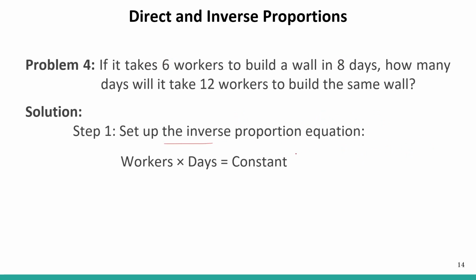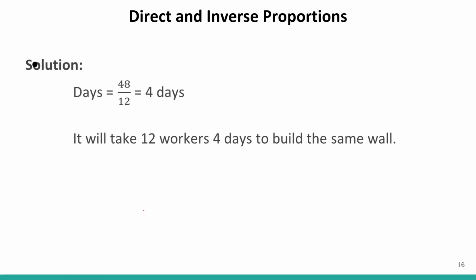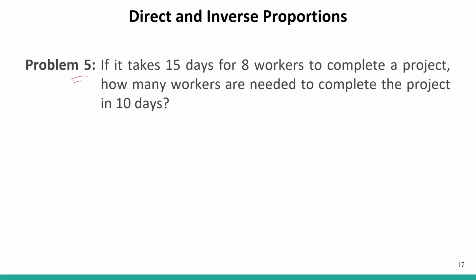So setting up the inverse proportion equation: worker into day is equal to constant. Use the information from the first scenario to get the constant. So 6 into 8 is equal to 48. Use the constant to find the number of days with the workers: 12 into days is equal to 48. So 48 by 12 is equal to 4 days. So it will take 12 workers 4 days to build the same wall. So let's see problem number 5.